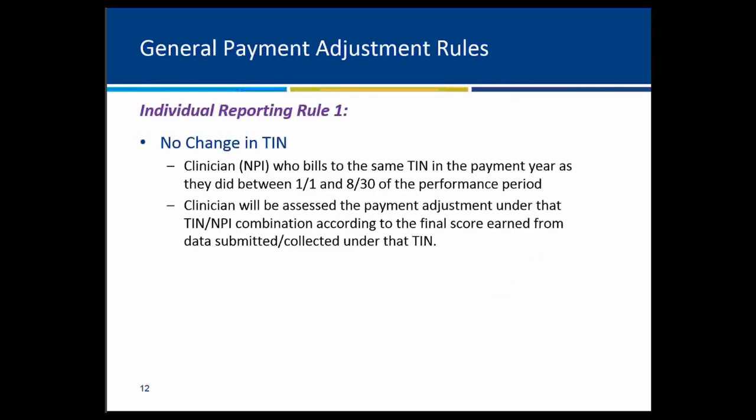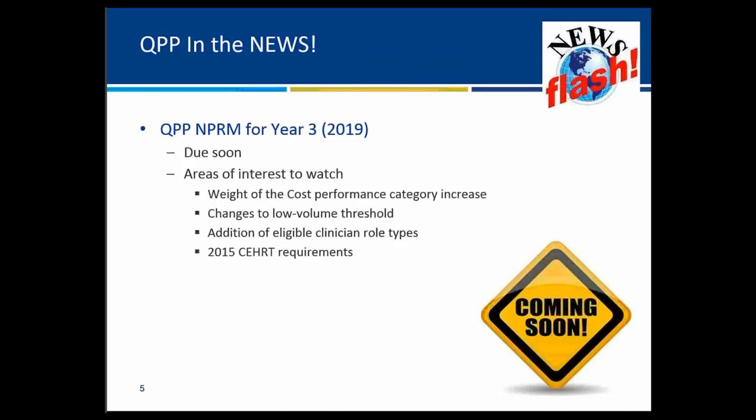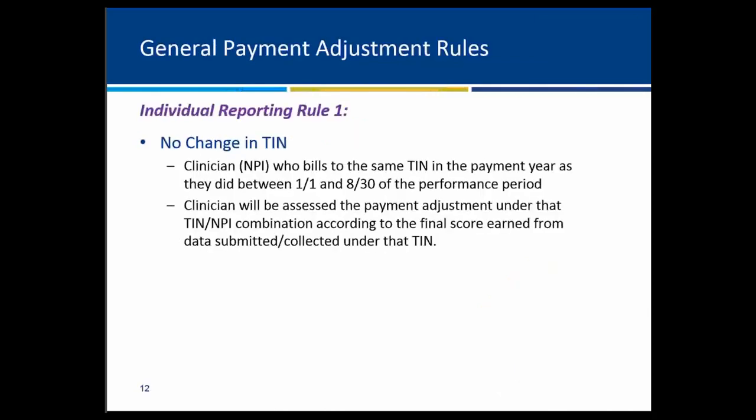Starting with the individual reporting rules, the most common scenario is where there's no change in the TIN. A clinician who bills to the TIN in the payment year is the same TIN as what they billed between January 1st and August 30th of the performance period. So the clinician will be assessed the payment adjustment under that same TIN/NPI combination according to the final score earned from the data submitted or collected under that TIN.